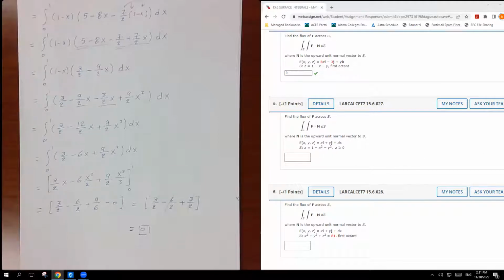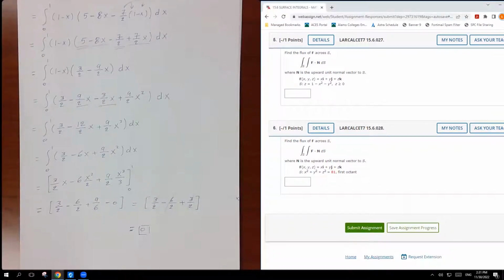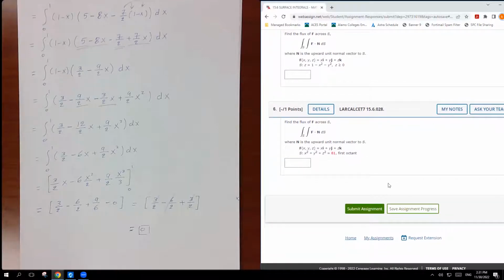So let's go to number 6. So find the flux of F across S, which is F dot product with N, and they're telling you F equals x, y, z, and here's S, which is x squared plus y squared plus z squared equal 81 on the first octant. So let's check how we're going to solve this one.